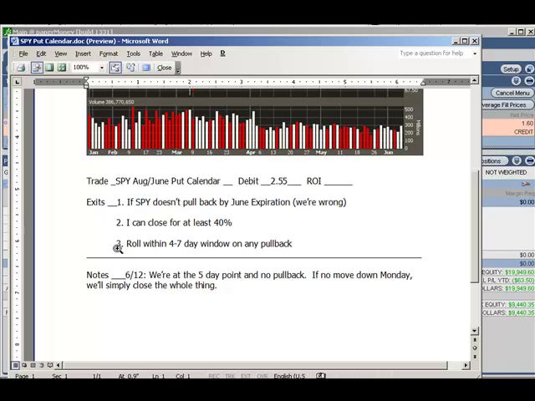And then the final one that I put is that I want to roll within 4 to 7 days of expiration on any pullback. I also made a note on the 12th, which was Friday, that we're at the 5-day point, and as of Friday, I wasn't seeing any pullback. So I still had that note in mind that our number one exit here, we would exit the whole trade if we didn't see any kind of a pullback. And fortunately, we did, and I was kind of expecting it because we were pretty overdue.